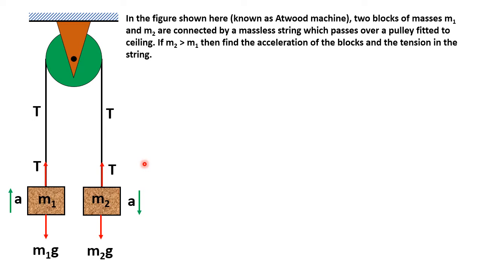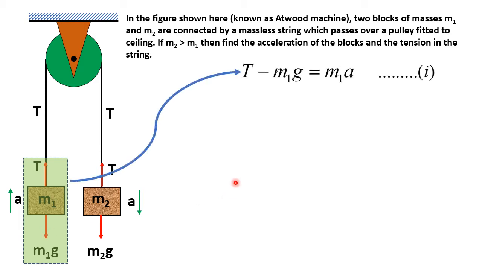Now we have to write down Newton's second law for each of these blocks. Let's begin with the first one. As you can see here, tension T is acting upwards and gravitational force is acting downwards, but acceleration is in the upward direction. So who is causing the acceleration? The tension T is causing the acceleration, and who is opposing the acceleration? M1G is opposing the acceleration. So the Newton's second law equation would be like this: T minus M1G is equal to M1A. Net force is equal to mass into acceleration.